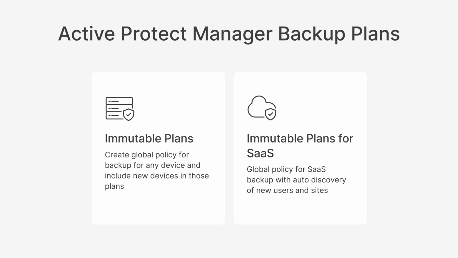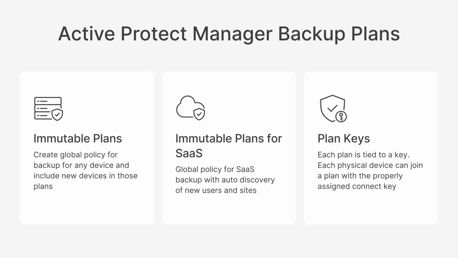Now, on the topic of ActiveProtect Manager and immutable backups, there are immutable plans for your physical and virtual machine devices, as well as your software as a service data in Microsoft 365. And once again, these are global policies for backup that allow you to control your backup policy site-wide. Each of your immutable plans for physical devices, for example, can be assigned a plan key. This key is very important for your physical agents. Your physical agents only need the IP address or domain name for your backup server and the plan key tied to the specific plan you created. So whenever that agent does that initial authentication, it's using this key for authentication rather than user credentials.